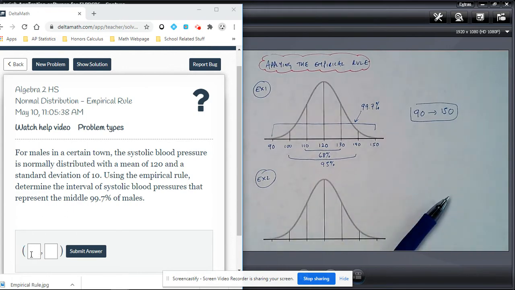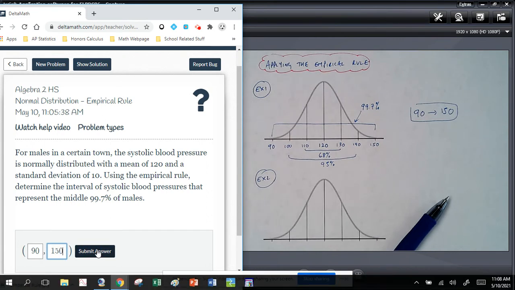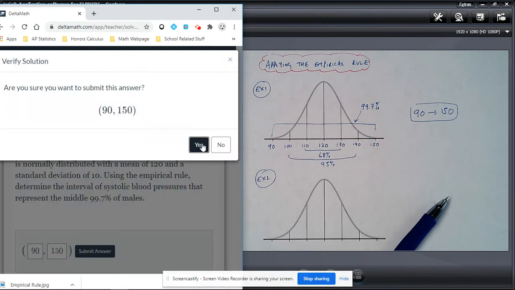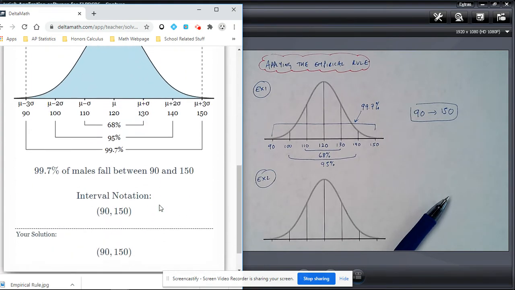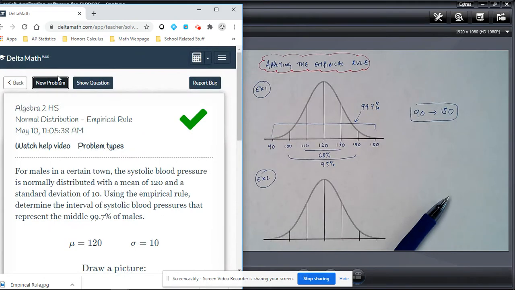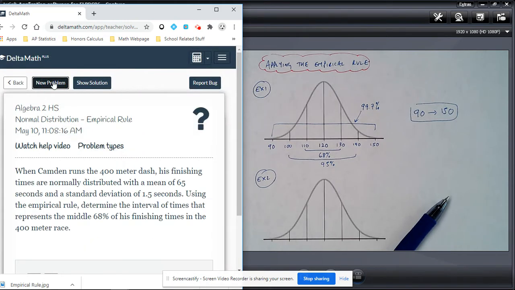So on Delta Math, the lower value will be the 90, and then the upper value will be the 150. And then you can just submit your answer like that. So there you go, we got it right. And it also shows you how to do it there too. All right, so let's look at a new problem.